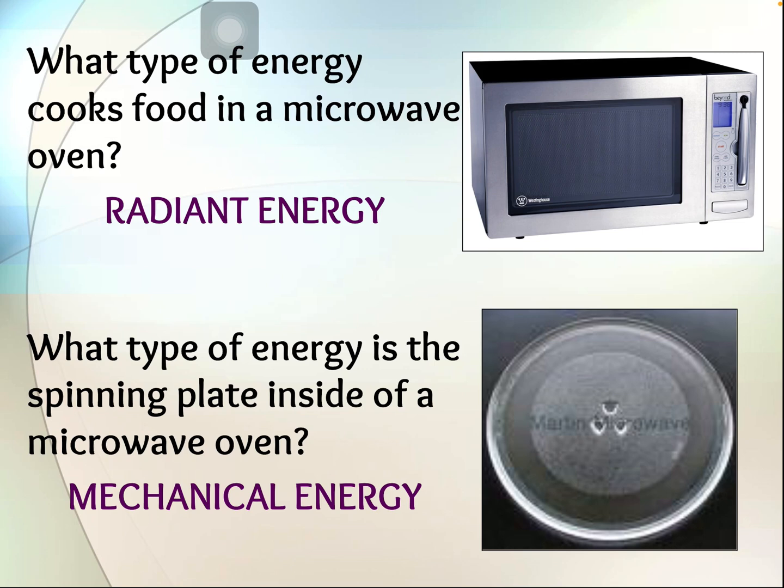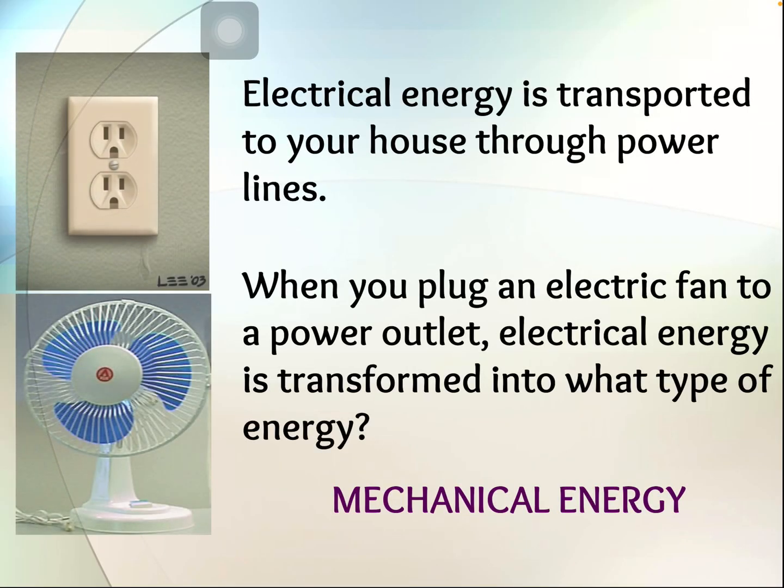What type of energy is the spinning plate? Well, it's moving, right? So the moving object, the spinning plate in the microwave, is mechanical energy. Okay, we got an outlet in the front, or the top picture, rather. What kind of energy is that? Electrical, right? Moving electrons. It's there at the ready. All we got to do is plug it in. Okay, when we plug a fan into it and the fan starts to spin, that electrical energy gets transformed into the moving object, which would be mechanical energy.